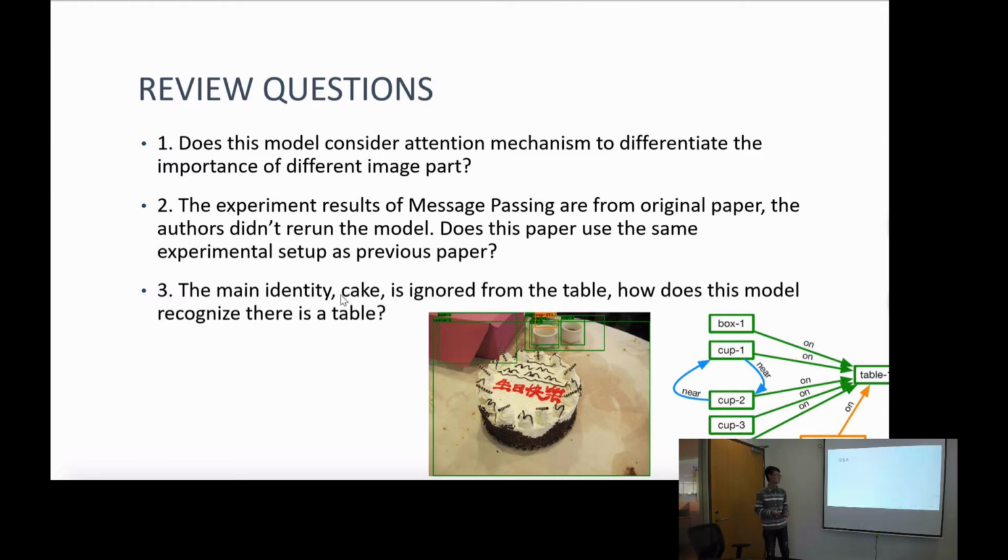This is table. So how does this model output this kind of wrong output? Are you sure it's okay? Okay, that's all. Thank you. Okay. There's some time for questions.